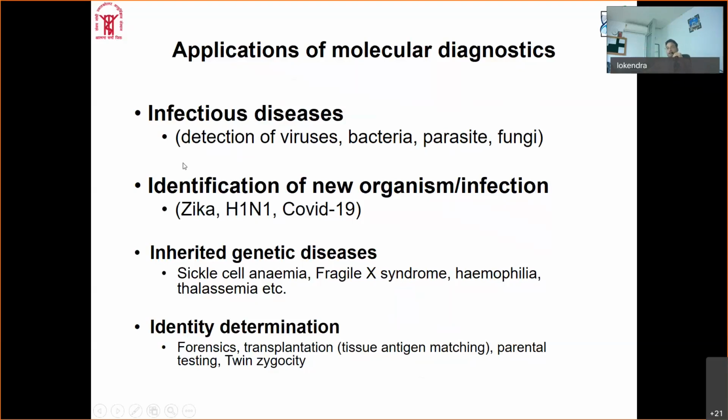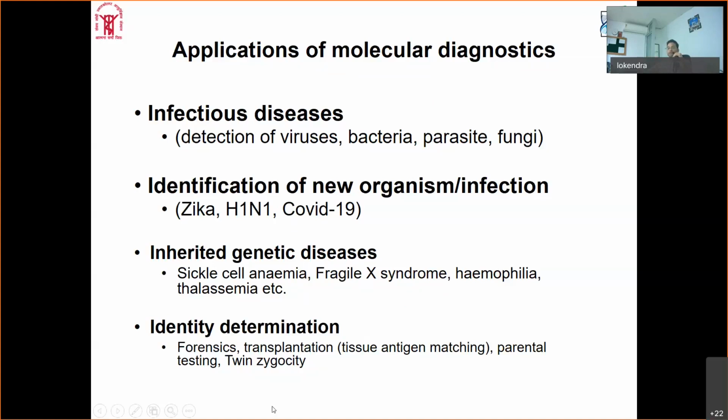In general, molecular diagnostics are used for detecting infectious disease agents such as viruses, bacteria, parasites, or fungi. It can also be used to detect novel infections, for example H1N1, COVID, Zika, and so on. It has a greater implication in terms of identifying various genetic disorders and syndromes like sickle cell anemia and Fragile X syndrome. These are either single nucleotide mutations, or translocations, or differences in their chromosomal banding pattern.